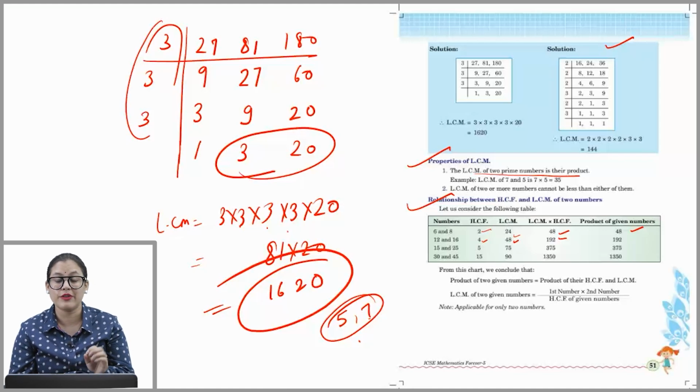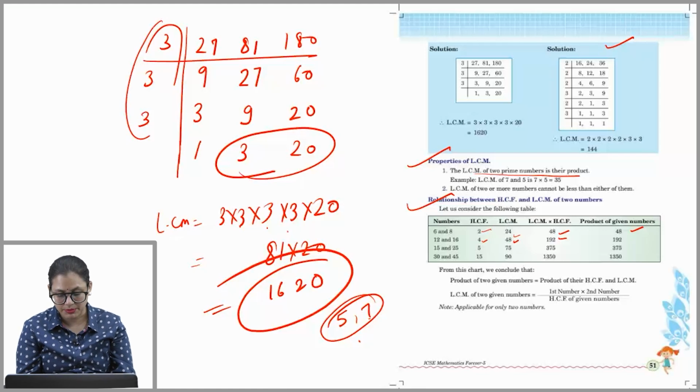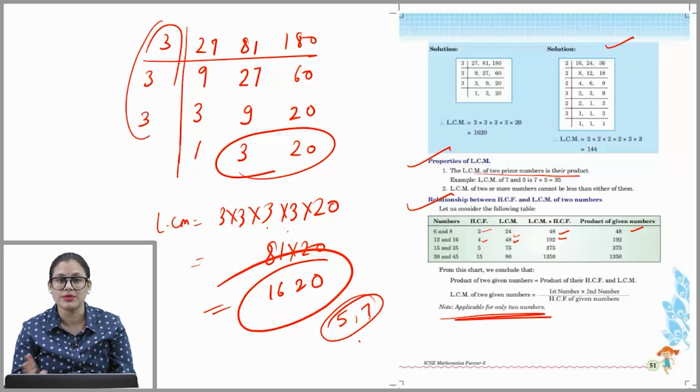So, from this chart we conclude that product of two given numbers is equal to product of their HCF and LCM. And if you have to find the LCM of two given numbers, you will multiply the first number and second number, then you will divide by the HCF. Note, this is applicable for only two numbers, not for more than two numbers.